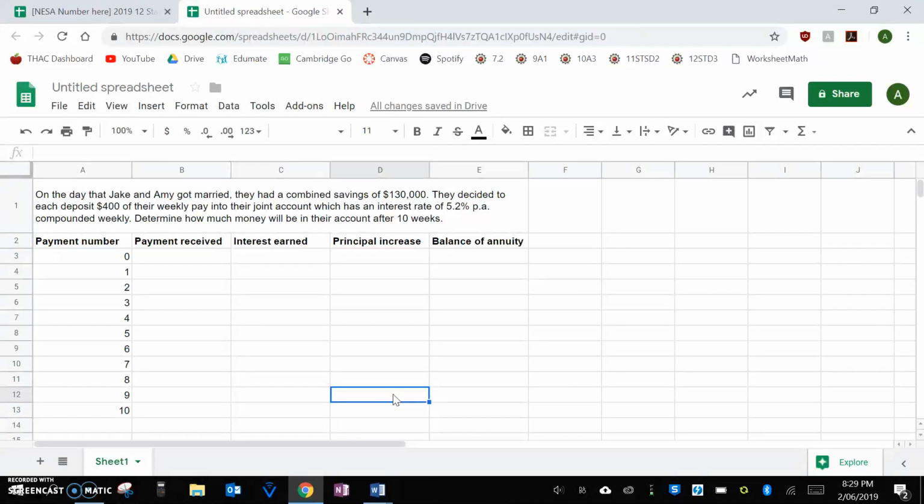We need to create this table. Payment number, payment receipt, interest earned, principal increase, balance of annuity. And here's an example.